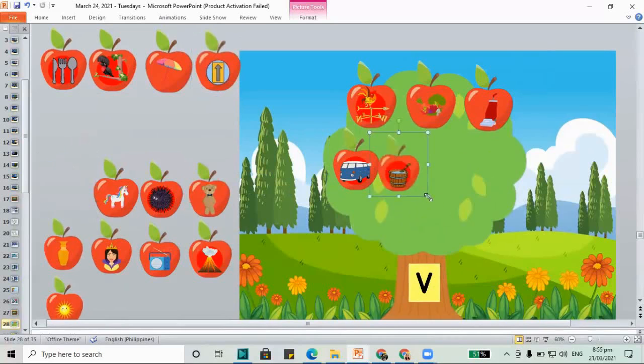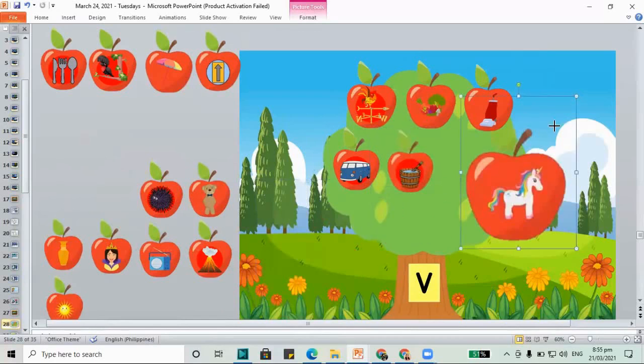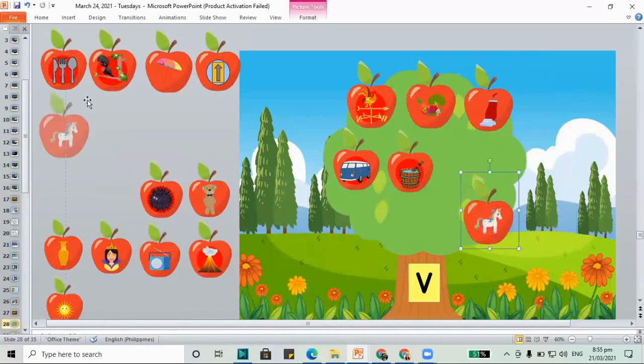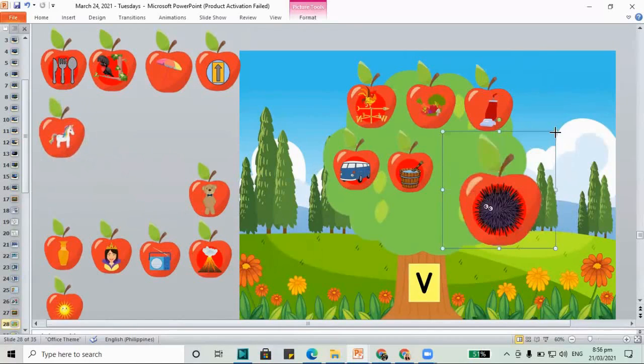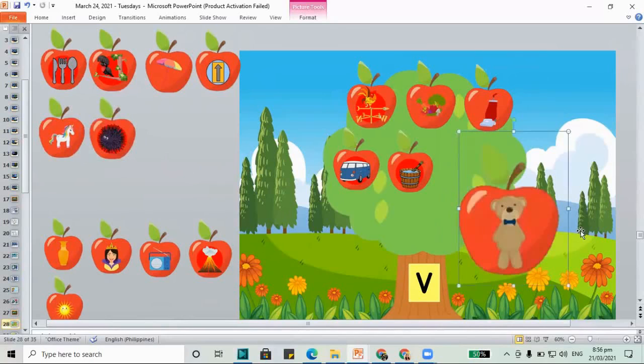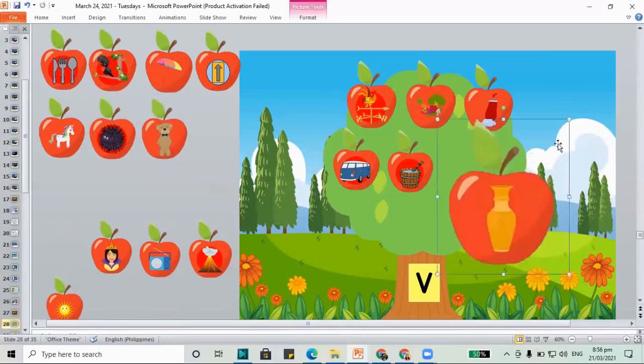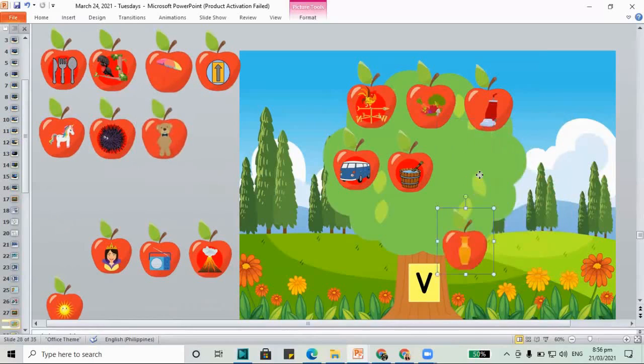How about the vat? Vat, do we put in V? Yes, vat goes in the letter V. And how about for the unicorn? Unicorn for letter V? No, unicorn doesn't begin with letter V. How about the urchin? Urchin for V? No, urchin begins with letter U. How about the teddy bear? Teddy bear for letter V? No, teddy bear begins with T, not V. How about for the vase? Do we put the vase for letter V? Yes, vase goes in letter V.